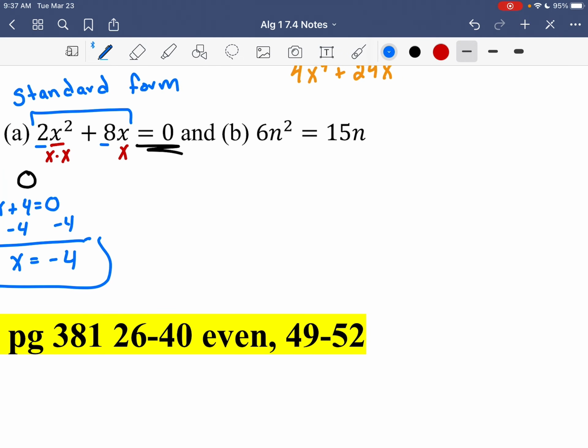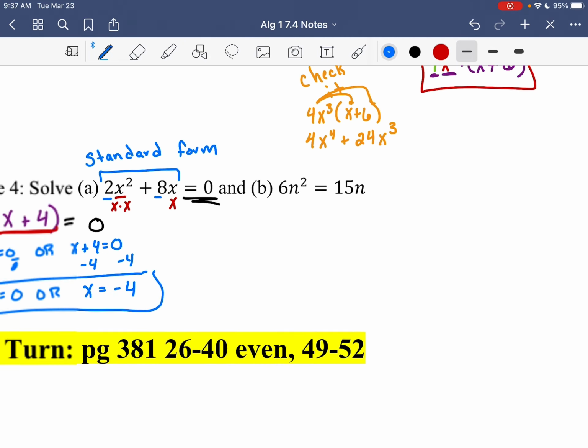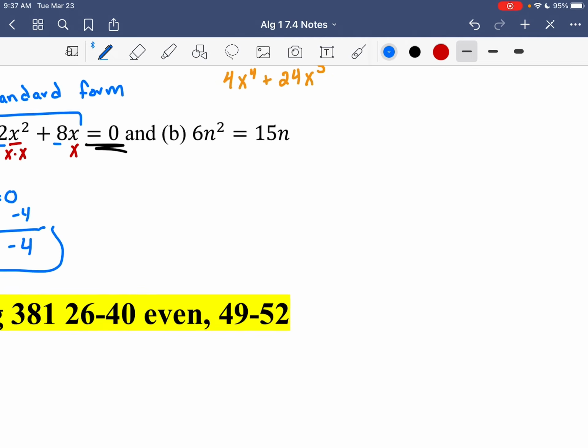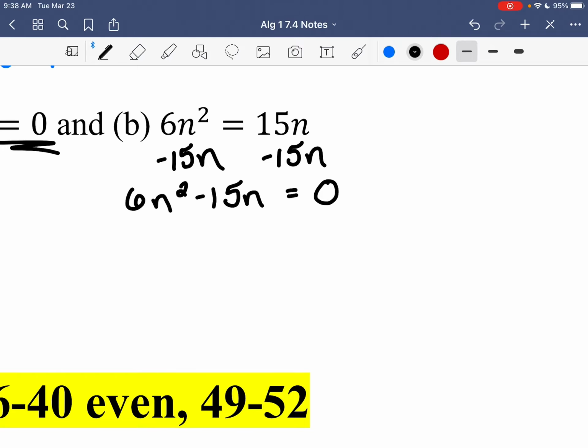Okay, this one isn't set equal to 0 yet, so I have to do that one first. The only way we can solve these is if they're set equal to 0. If they're not set equal, we're just going to have to do that step first. So here, my first step is I'm going to subtract this 15n to both sides. So I have 6n to the second minus 15n now equals 0.